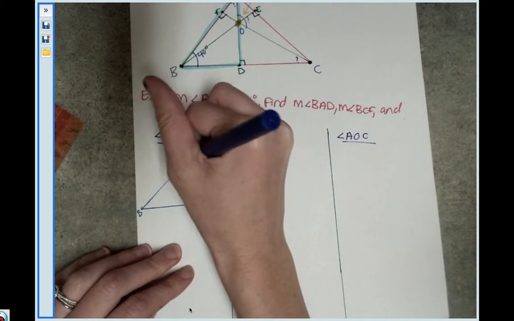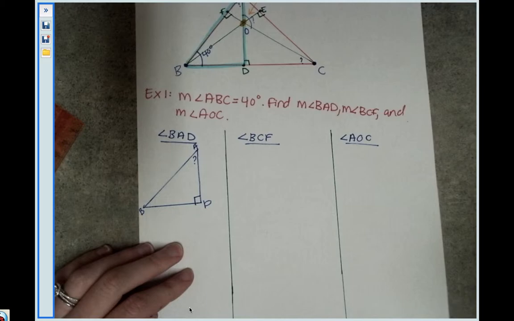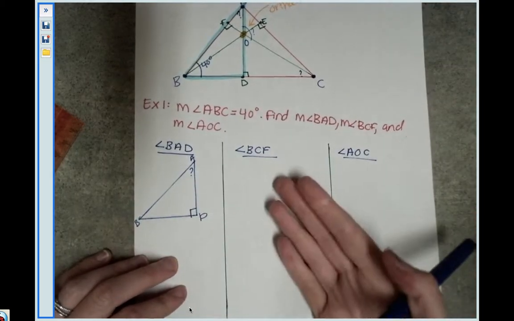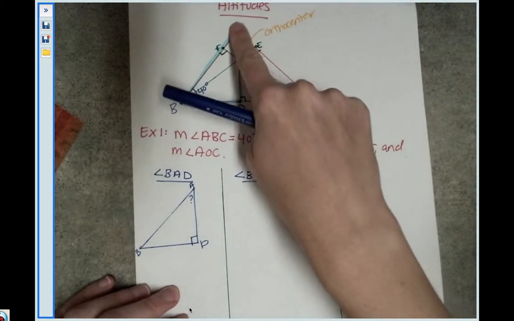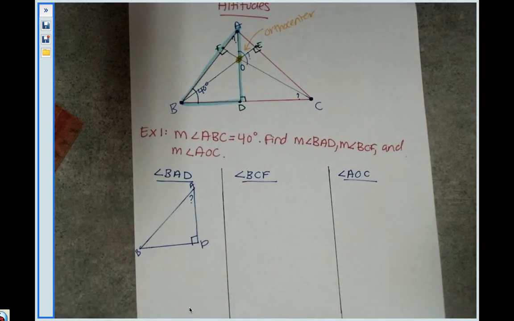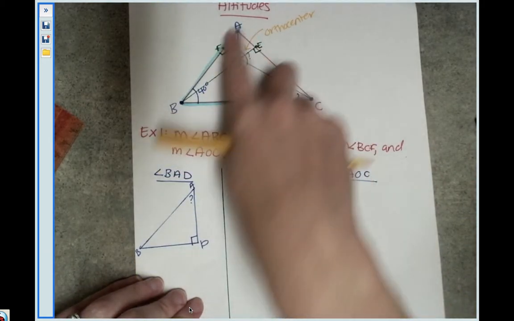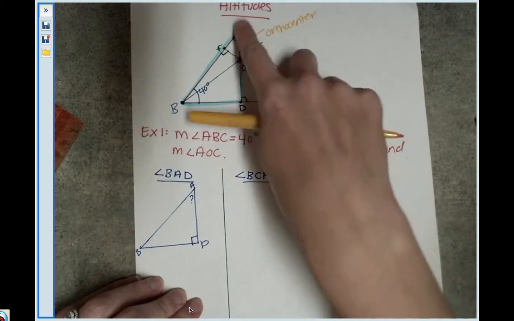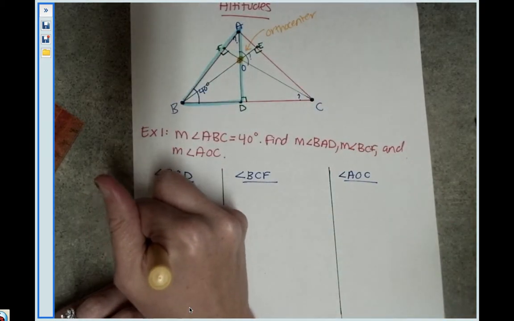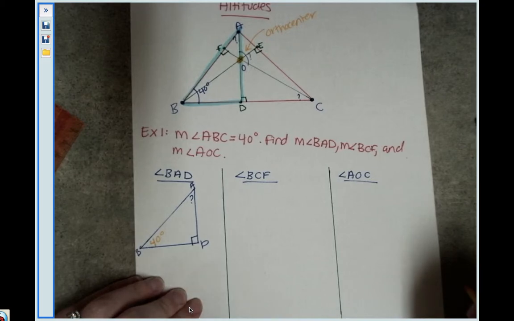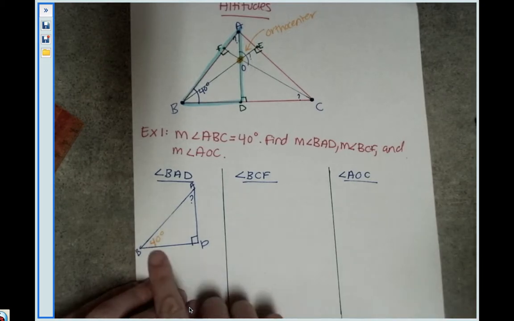Alright, and I want to know what this angle is. I don't know what that one is. Okay, now what angle do I already know in this triangle? What is the angle that we were given originally? Correcto mundo, you guys are awesome. So we already know that angle ABC, right here, is 40 degrees. So I already know that this angle is 40 degrees. Okay, so that's 40 degrees.